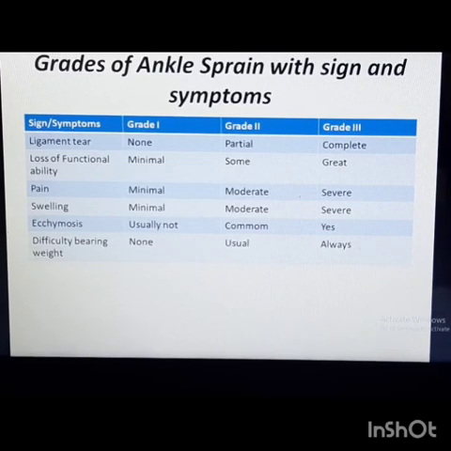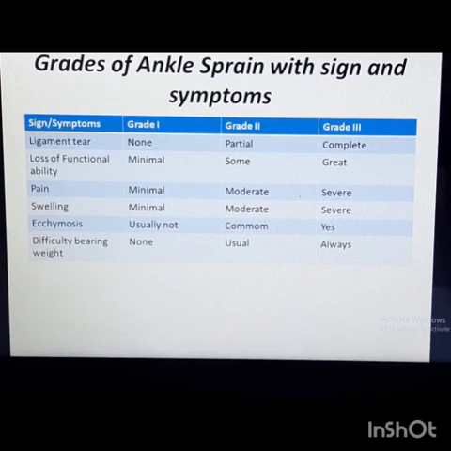Pain is minimal in grade 1, moderate in grade 2, and very severe in grade 3. Swelling is minimal or absent in grade 1; sometimes you won't see swelling in grade 1 at all. Grade 2 has a moderate amount of swelling, and grade 3 very severe swelling. Ecchymosis is usually not there in grade 1, and is most common in grade 2 and grade 3.